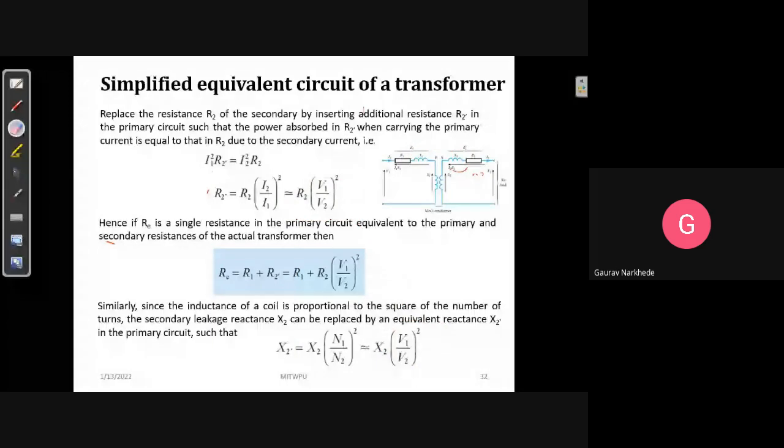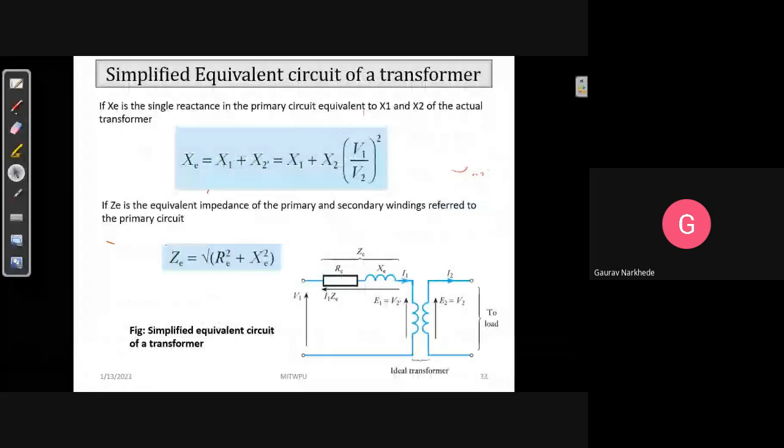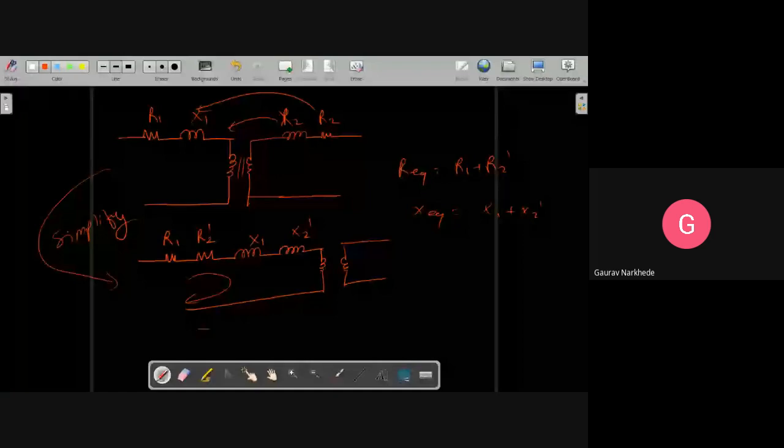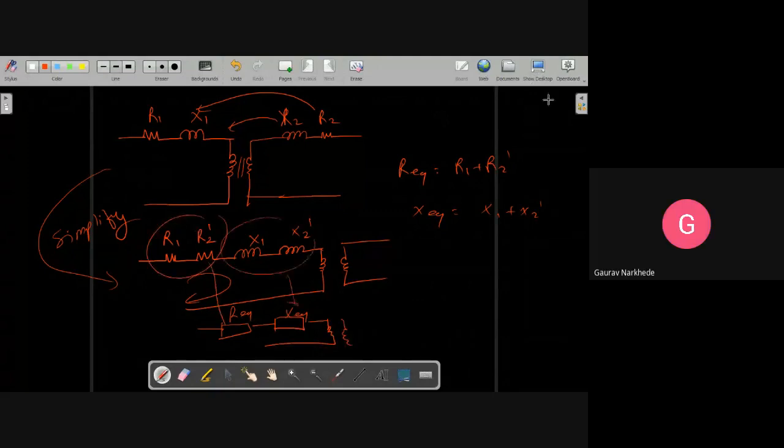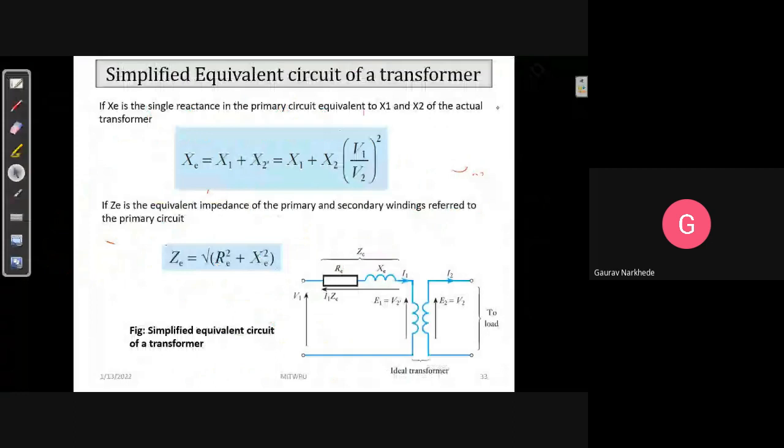So can I say the equivalent circuit REQ is nothing but what I drew here, right? I can say this is REQ and this is XEQ and then this is your circuit, correct? REQ is this, XEQ is this. So here I can say REQ and XEQ, right? So this is your equivalent circuit, which is seen from the primary side. Understood?